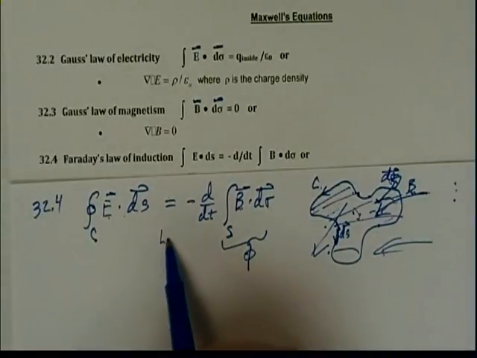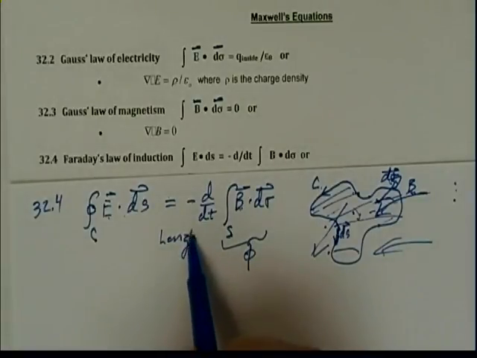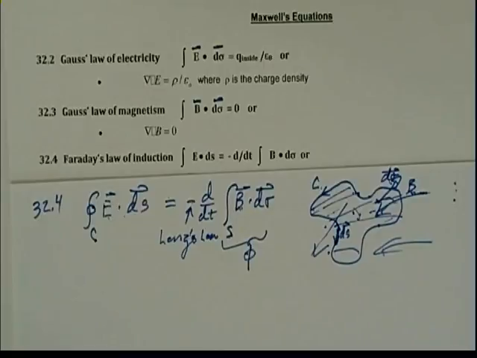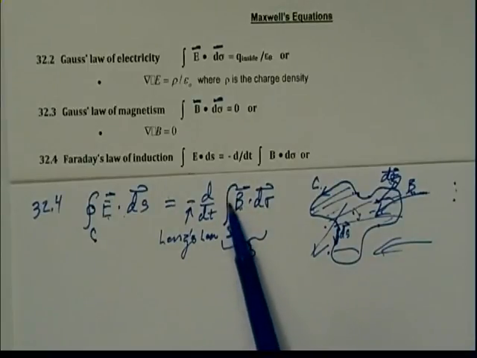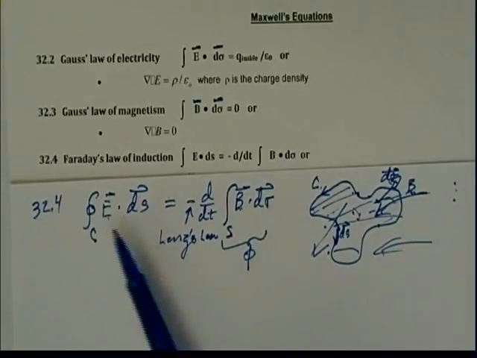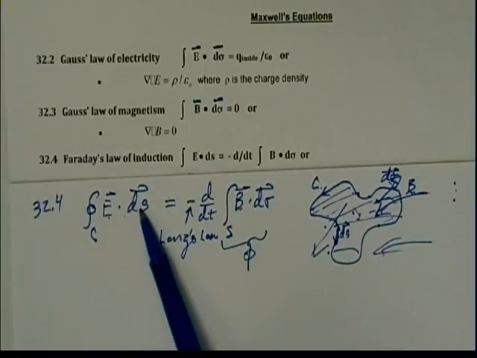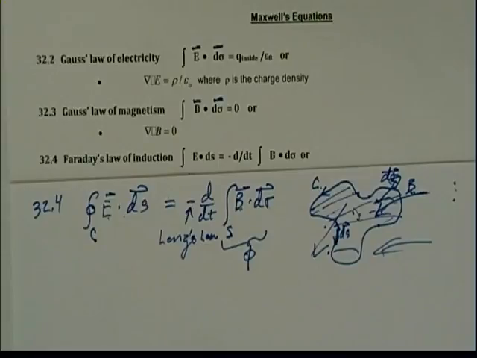This is called Lenz's law, that negative sign. And it's kind of like Murphy's law. When you try to do something, nature opposes your doing it. And of course, this says in a more powerful way that changing magnetic fields give rise to electric fields. This is something we'll come back to in our next chapter when we study electromagnetism.